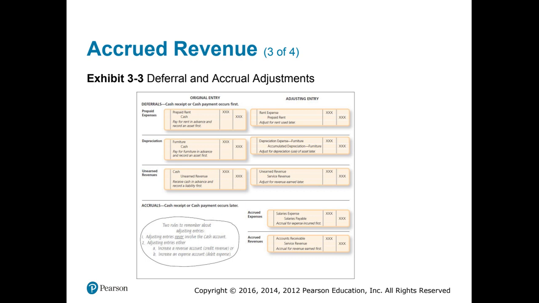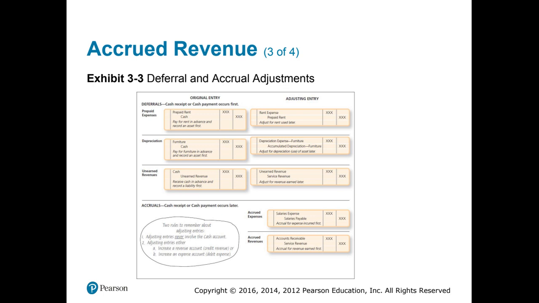So we've got deferrals, which are cash receipt or cash payment. These occur first. So in this original entry, we had a prepaid expense. So we debited our prepaid rent and we credited our cash account. And the note was to pay for rent in advance and record an asset. And this is a good place to go as well when you're working on your adjusting entries in your assessment. Because these are some good examples here, and they're showing what the original entry would look like and then what the adjusting entry would look like as well.